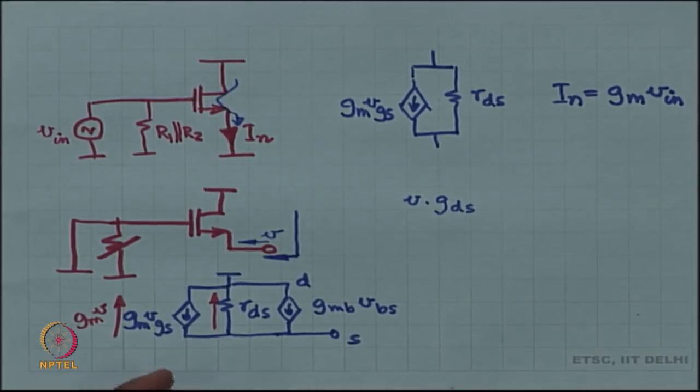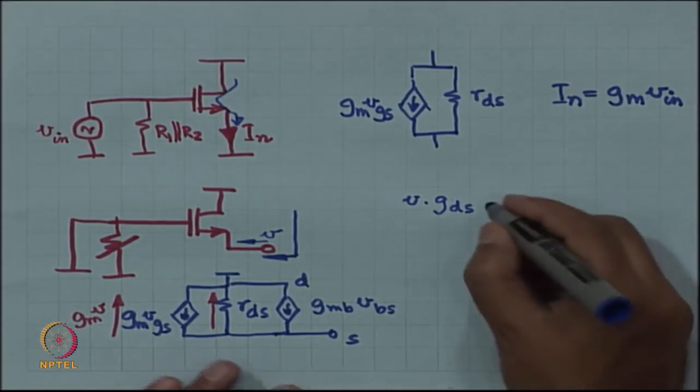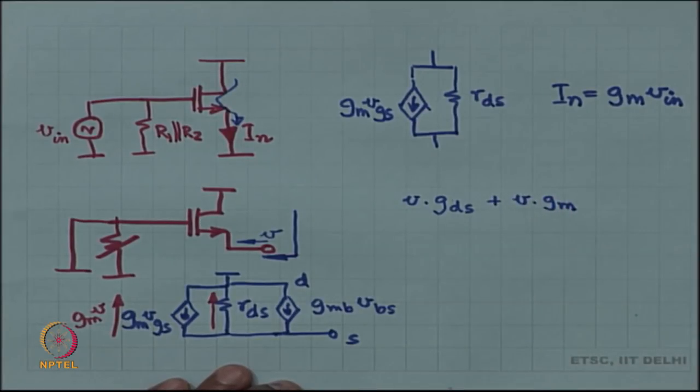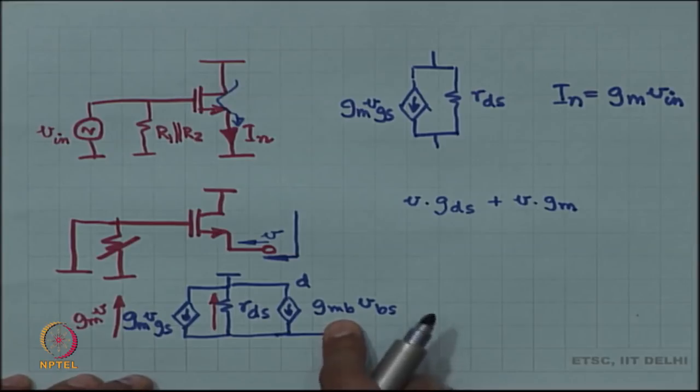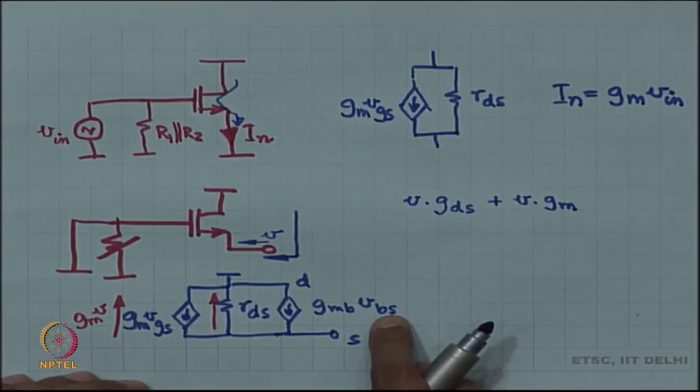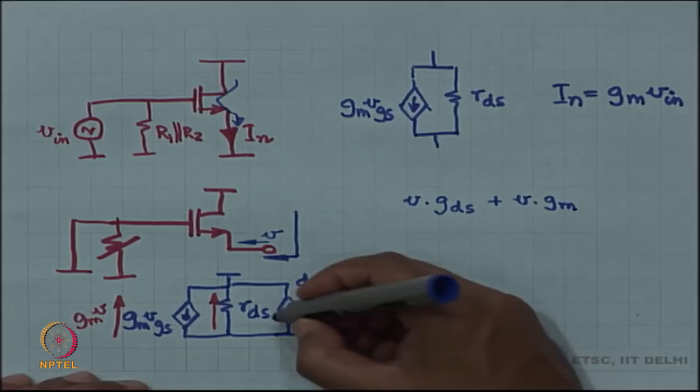So we add that on, and then what about here? The body is also at ground, body is always at ground, which means exactly the same thing happens. I have applied V at the source. So, VBS is really minus V, which means GMB times V current is going upwards.